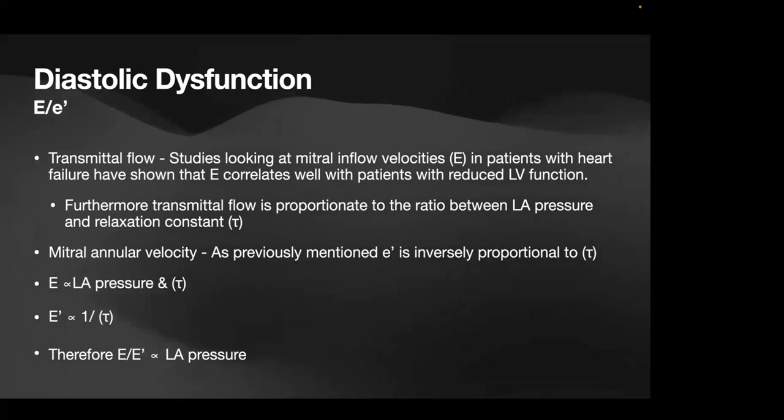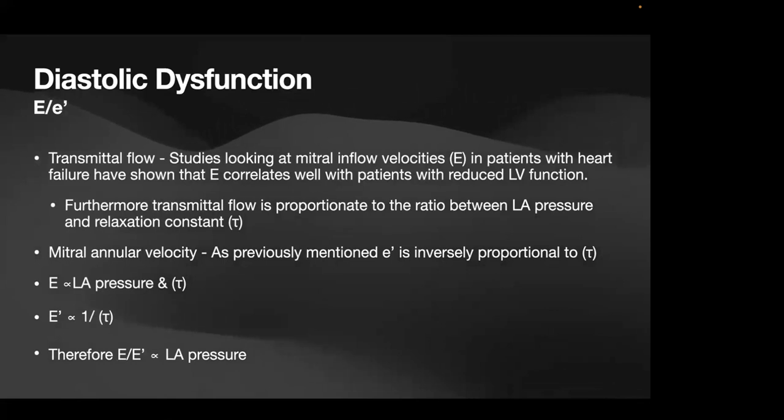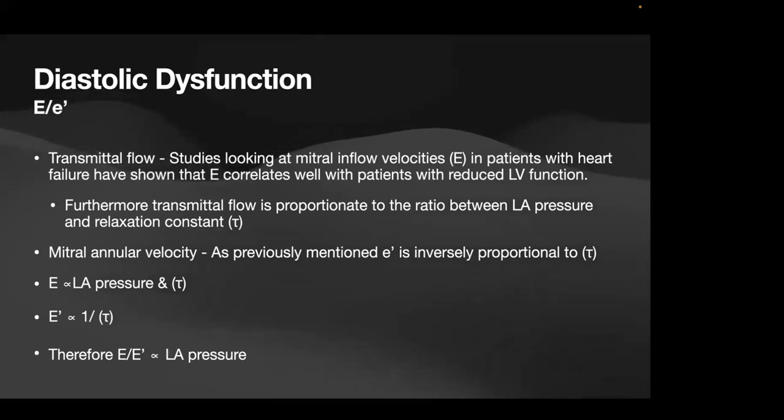In fact, they've done many validated models to figure out formulas to extrapolate what E over E prime values would look like for actual pressure changes, like millimeters of mercury. They say that if you take your E over E prime and add 4 to it, that is going to be a safe bet on what you think the left atrial pressures are going to be.